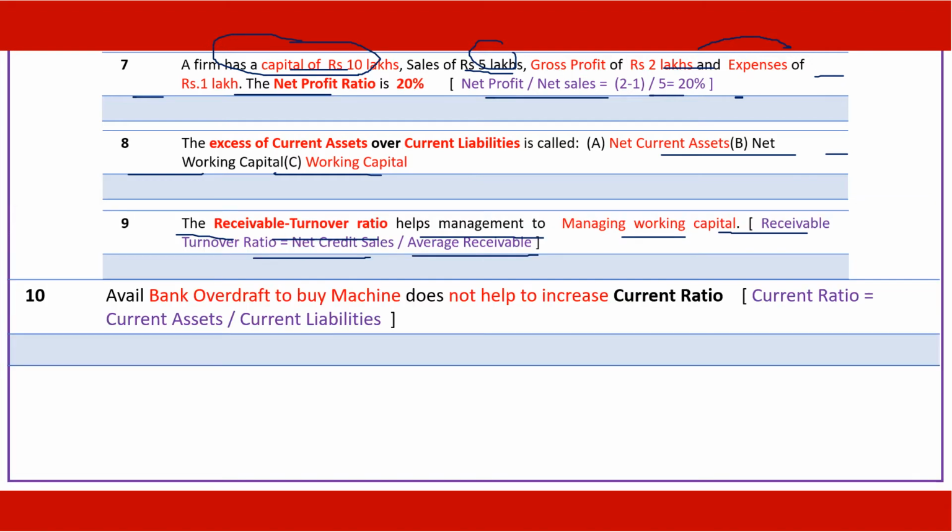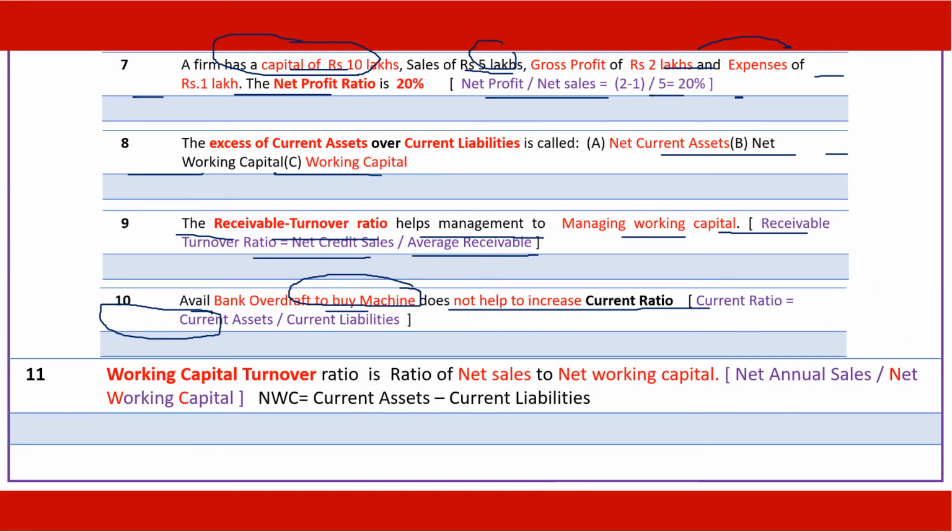Availing bank overdraft to buy machine doesn't help increase current ratio because machinery is not a part of current assets. That is the simple reason, because current ratio means current assets divided by current liabilities. Since machine is not a part of current assets, bank overdraft, which will be a part of current liabilities, will not affect the current assets through the machine.